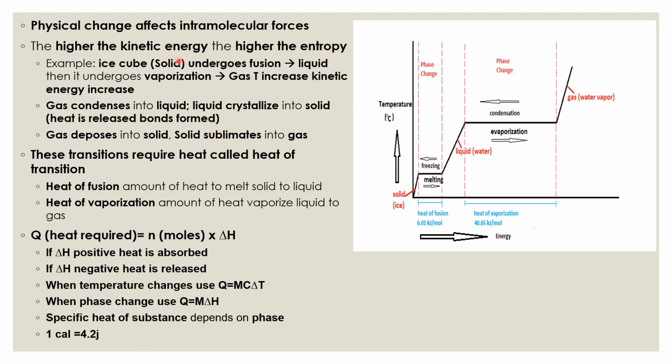So as an example, an ice cube undergoes fusion, meaning melting, goes into a liquid, and then the liquid undergoes vaporization, and this vaporization results in a gas. Thus as kinetic energy increases, entropy increases. There's a lot of randomness because there's a high level of kinetic energy.